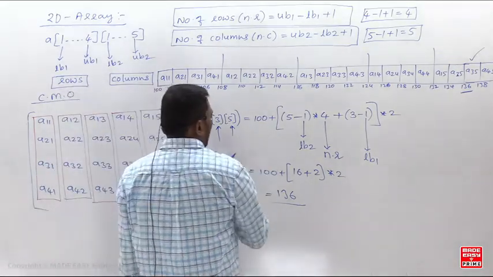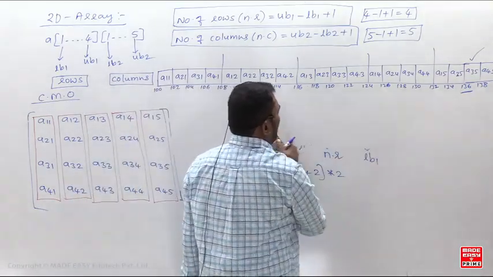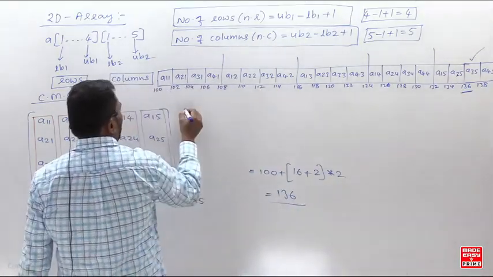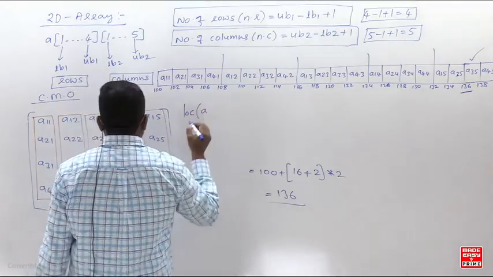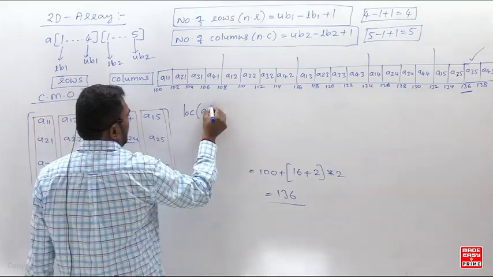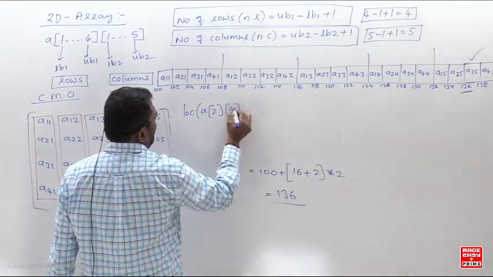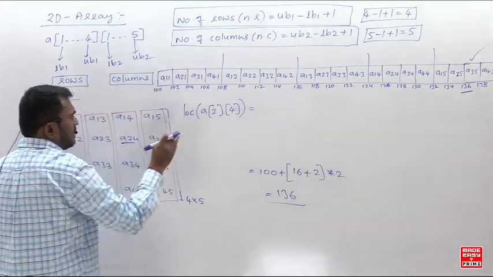Okay. So shall I remove this? Right. Now same thing, just find out some other location. Let's say location alpha. Okay, we'll find out A of 2 4, this one. Now tell me how you are going to find out this location of A of 2 4.